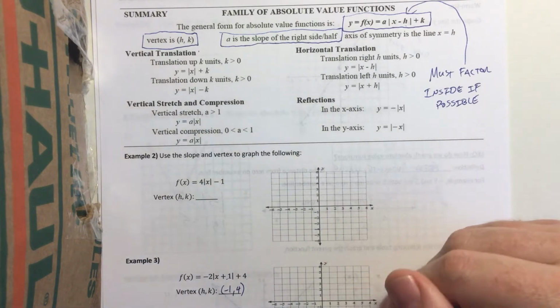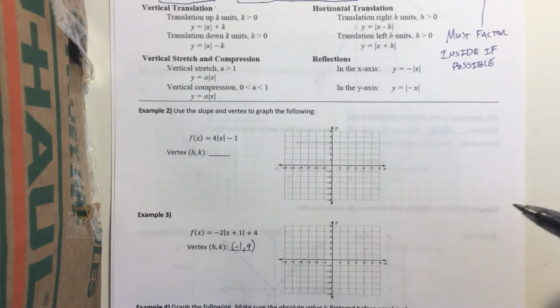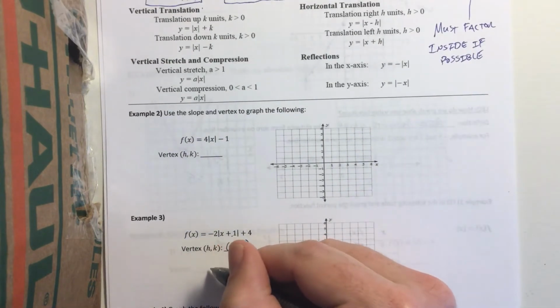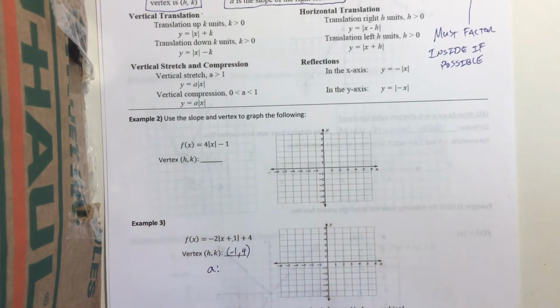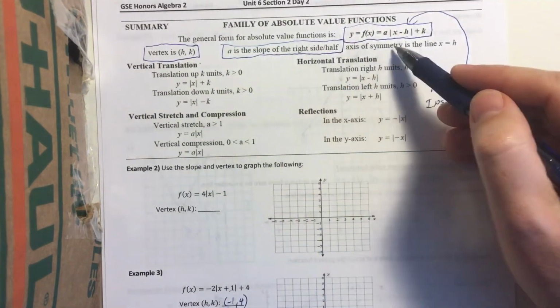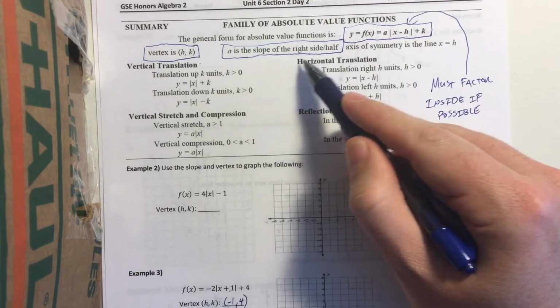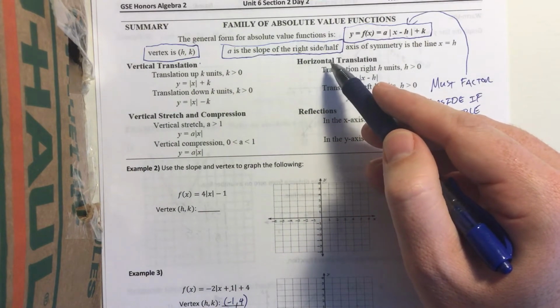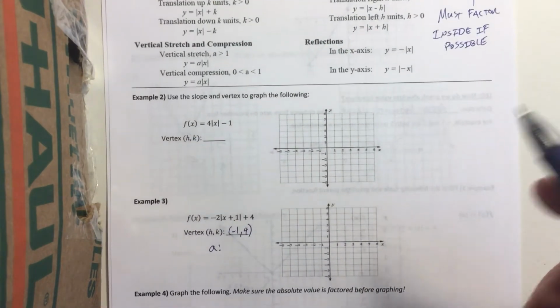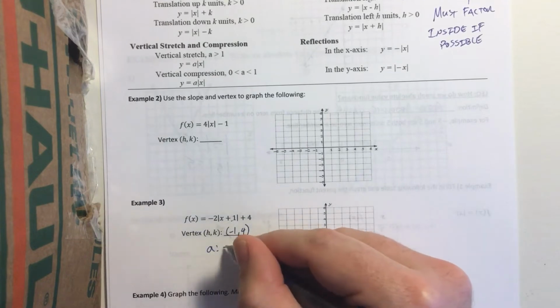Before we graph this, I want to write down one more thing: the a value. The a value is found in front of the absolute value symbol, and the a is going to be the slope of the right side of our graph. So down here, our a value is -2.